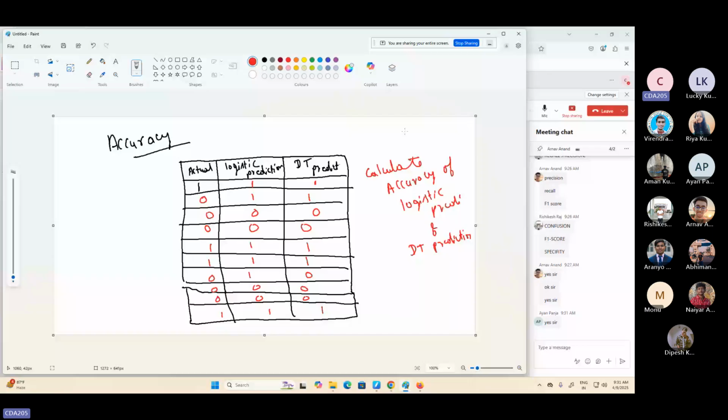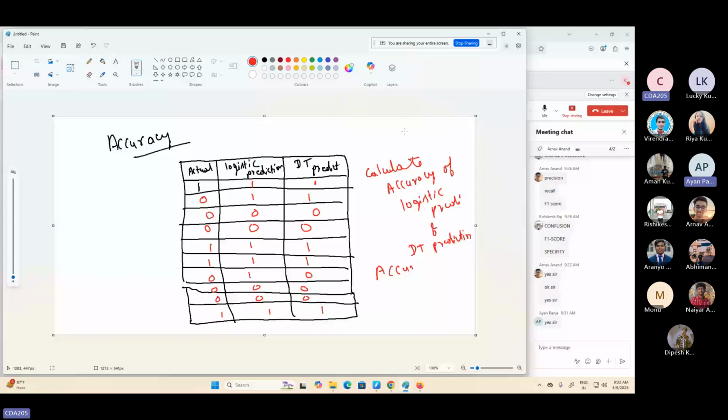What is the formula for the accuracy? The general formula for the accuracy. Can anyone tell what is the formula for the accuracy? The number of correct predictions divided by the total number of predictions. Good, then calculate it. Then why are you facing the problem? You know the formula. You are right, sir. That is 9 divided by 10, so it would be around 0.9.